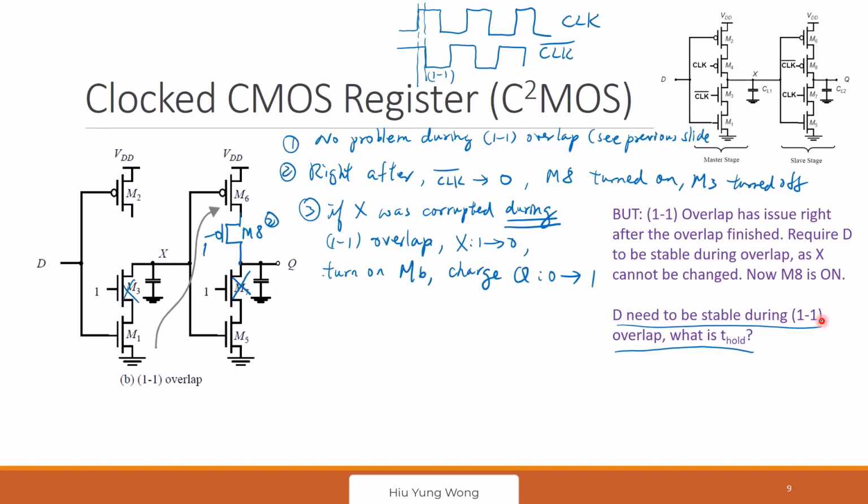Anyone try to guess? So we just say that, right? I try not to give you the answer. I just say that during the 1-1 overlap, there's no problem. But once after the 1-1 overlap, the X can contaminate the Q. So we need to hold this X not changing. It also means we need to make D not changing for a certain time, right? So how long should D be constant so that it won't affect the Q?